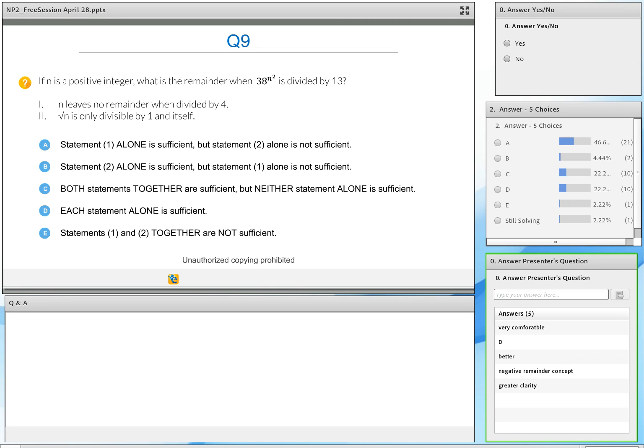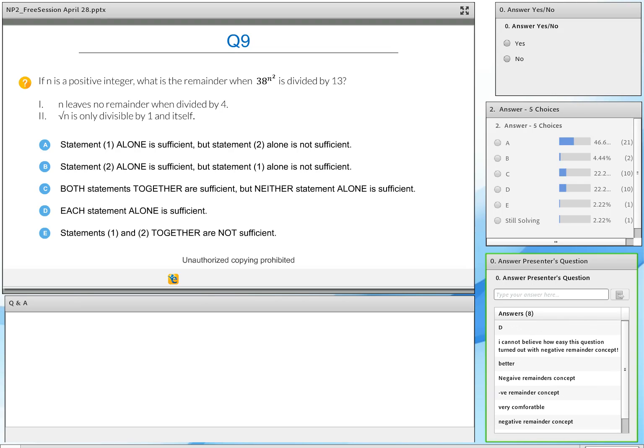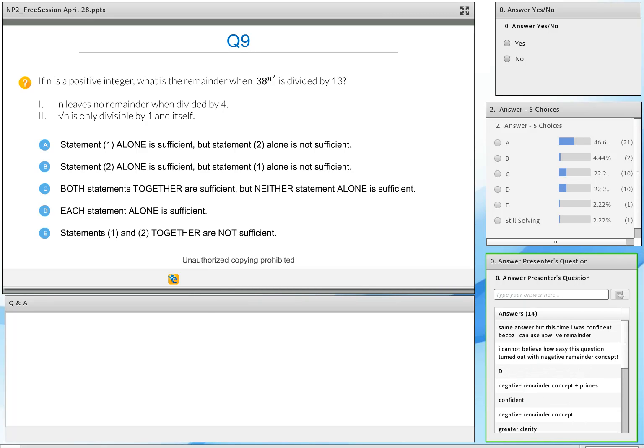Negative remainder concept being applied, yes. Very comfortable, greater clarity, that is really good. I cannot believe how easy this question turned out with negative remainder concept. You're absolutely right. And that's the beauty of learning concepts in a progressively difficult manner. Had I told you negative remainder concepts in isolation, you wouldn't have gotten it that well. But we build upon that, right? And that's the beauty of showing the concepts in that manner. And that's how the entire e-GMAT course is built. Same answer, but this time I was confident because I can now use negative remainder. Okay, good, good.